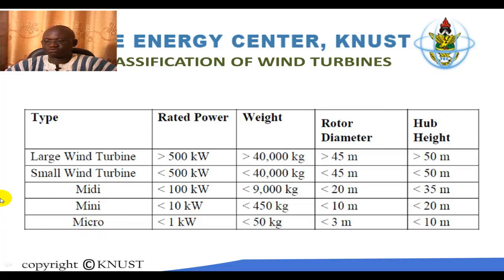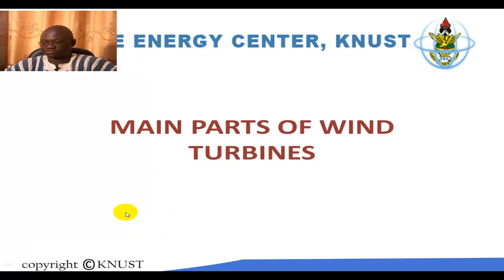This is a pretty simple table. Wind turbines are classified generally from micro wind turbines to large wind turbines. Micro wind turbines are those with a rated power less than 1 kilowatt, and the large turbines have a rated power greater than 500 kilowatts. The rest are in the middle: the mini turbines, midi turbines, and the small wind turbines. They have equivalent weights, rotor diameter, and hub height of the turbine, all listed here. The table is pretty simple to understand.